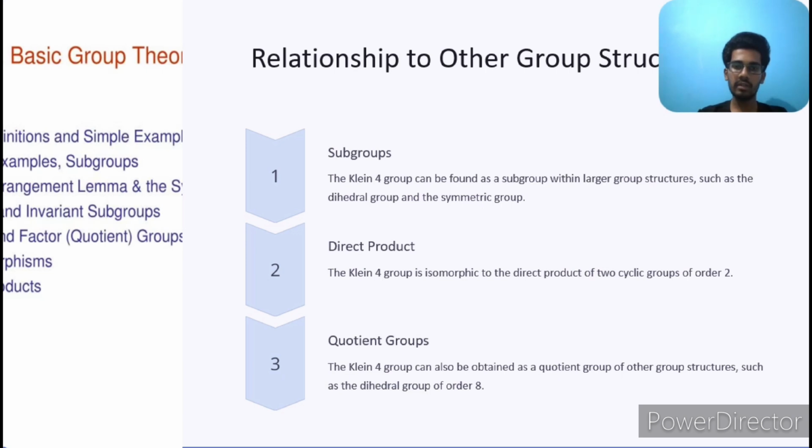Relationship to other group structures: subgroups, direct product, quotient groups. Subgroups: the Klein 4 group can be found as a subgroup within larger group structures, such as the dihedral group or the symmetric group. Direct product: the Klein 4 group is isomorphic to the direct product of two cyclic groups of order 2. Quotient groups: the Klein 4 group can also be obtained as a quotient group of other structures, such as the dihedral group of order 8.